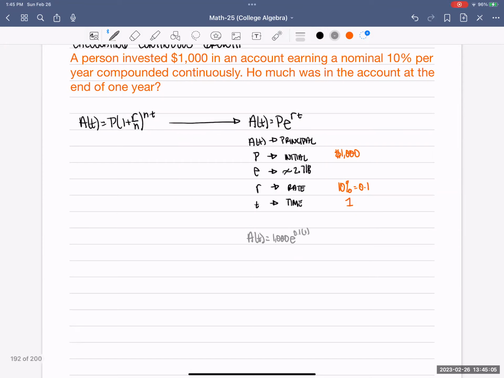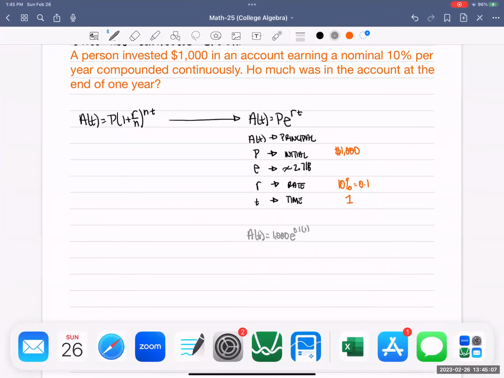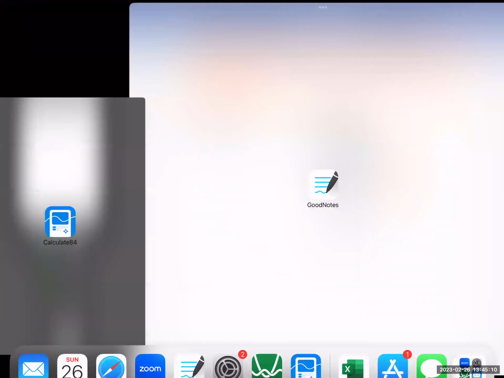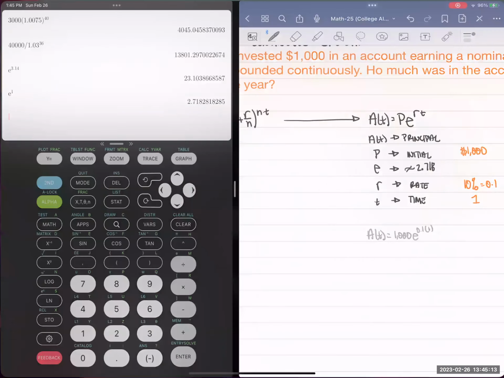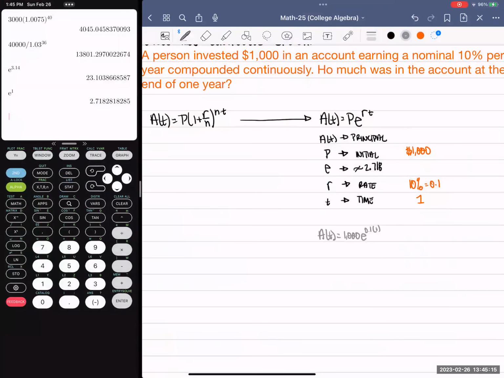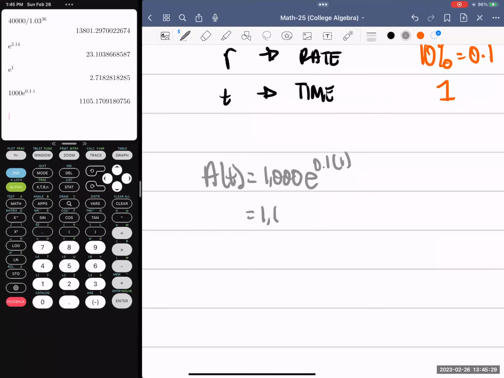And now let's see what that value ends up being one year later. E raised to the 0.1 times 1. So in just 1 year, it raised $105.17. It's supposed to be a decimal. So after 1 year, this is what we end up with.